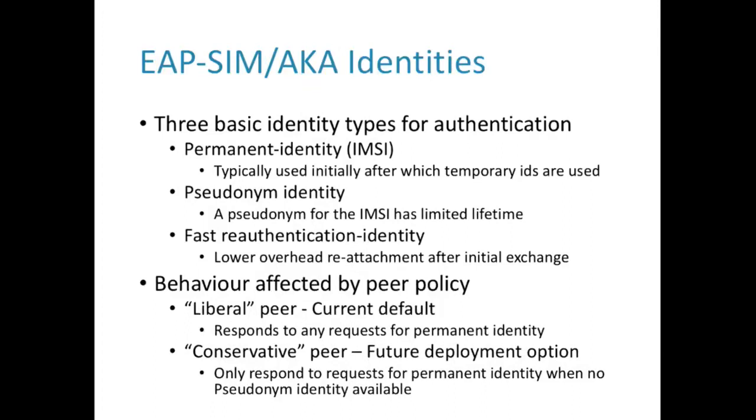A conservative peer only responds to requests for permanent identity, as in your IMSI, when there's no pseudonym identity available. So it basically makes it a bit harder to extract the IMSI from the device.